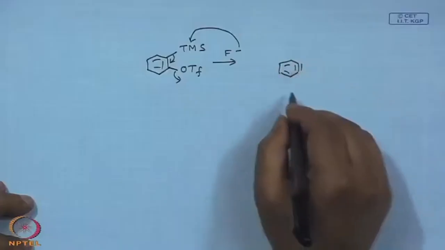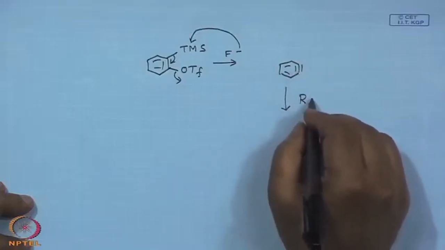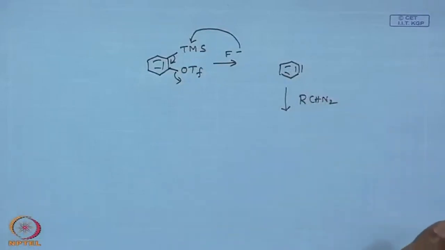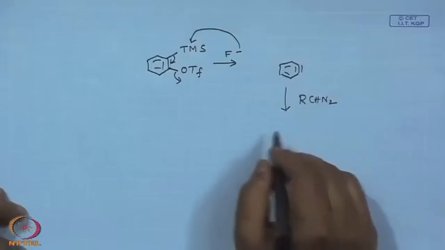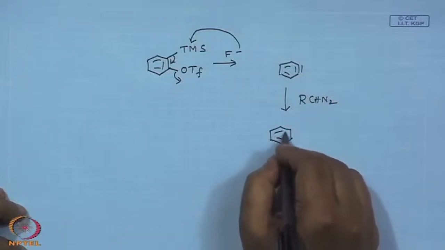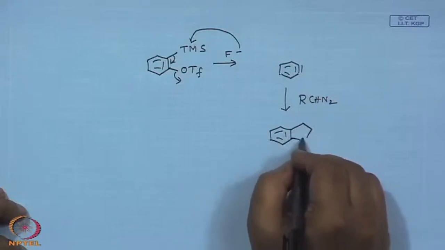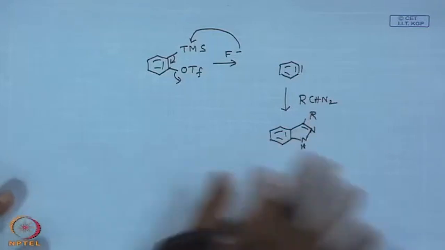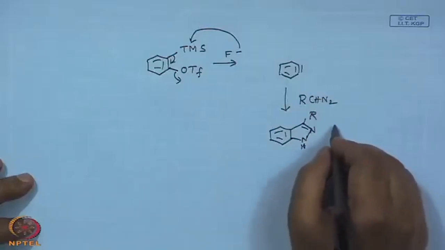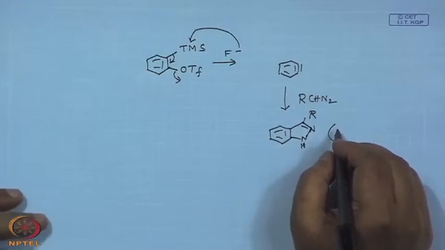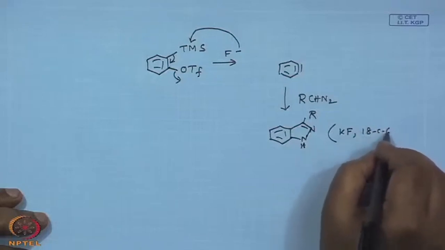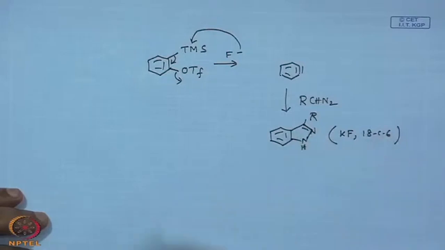Now, if you treat this with let us say R CHN2, unless you know, you cannot think of this indazole formation. So, like the previous example here, under the condition, you will be getting this indazole formation, with NH here, double bond and R. And this is a pretty fairly general method, but it is condition sensitive. Condition sensitive means this is obtained if you have this potassium fluoride and of course 18C6 crown ether, 18C6 crown ether.